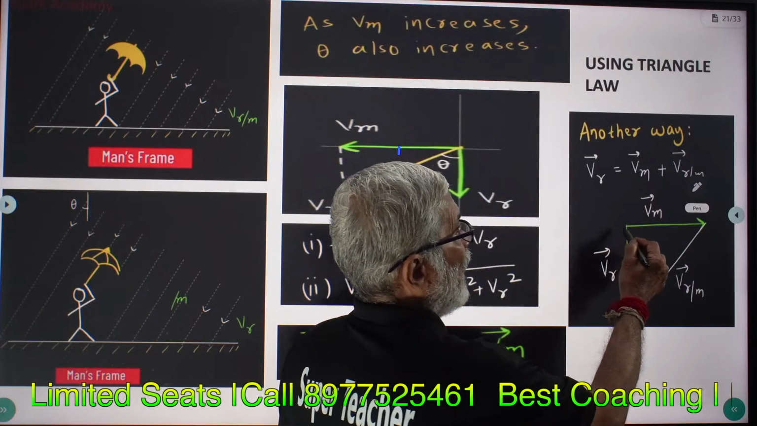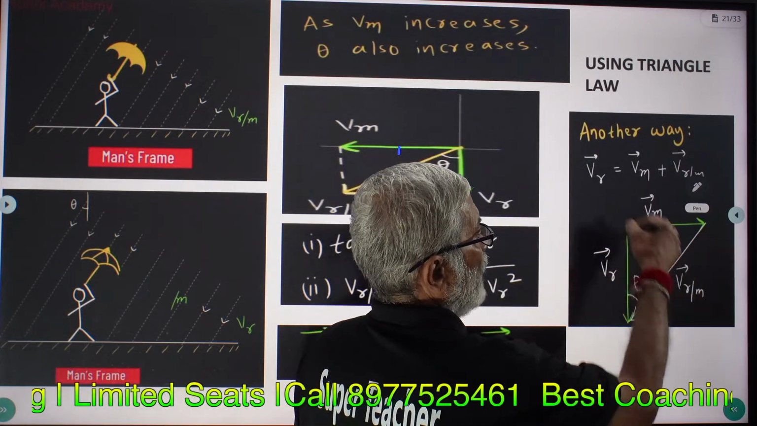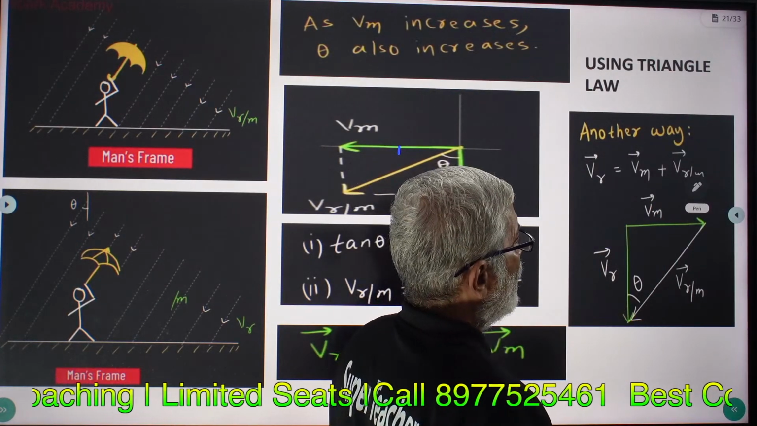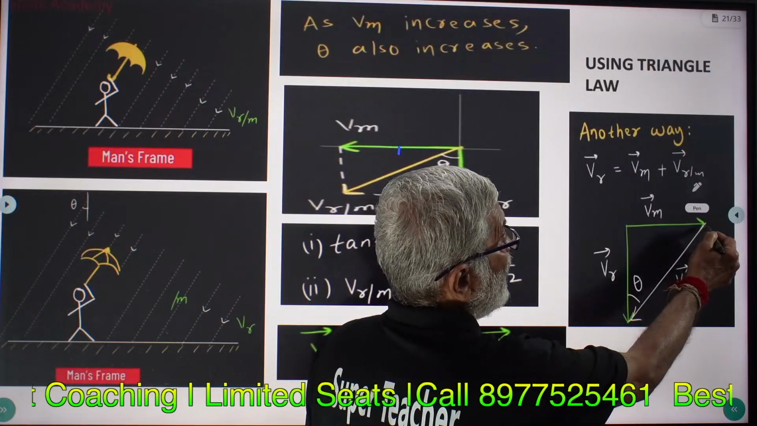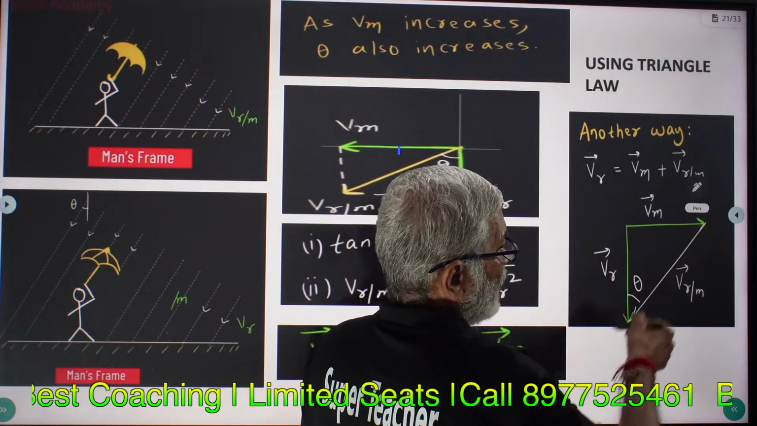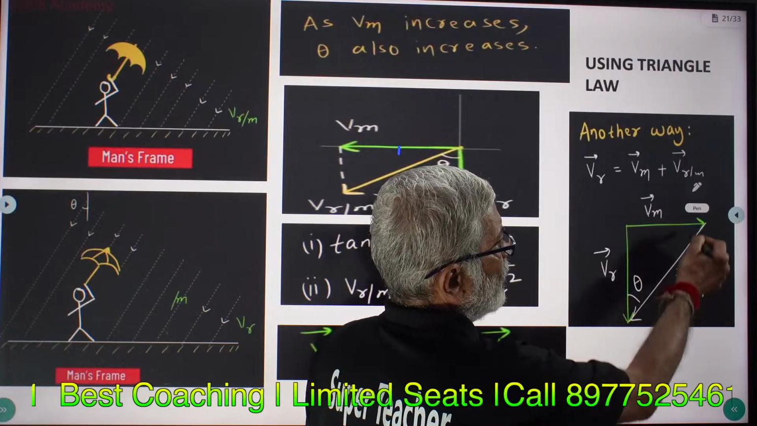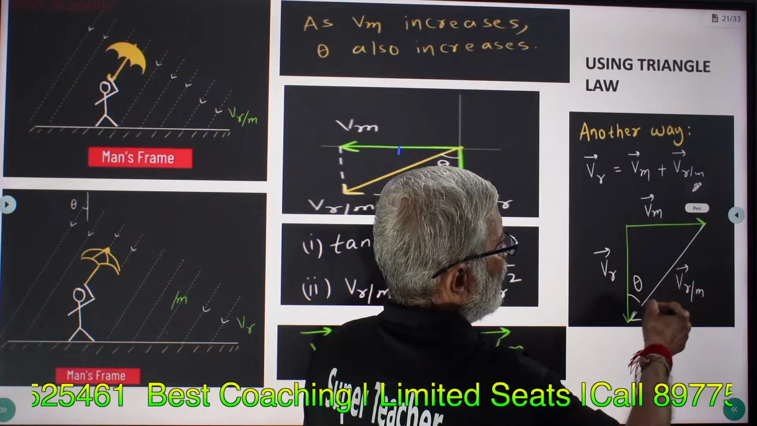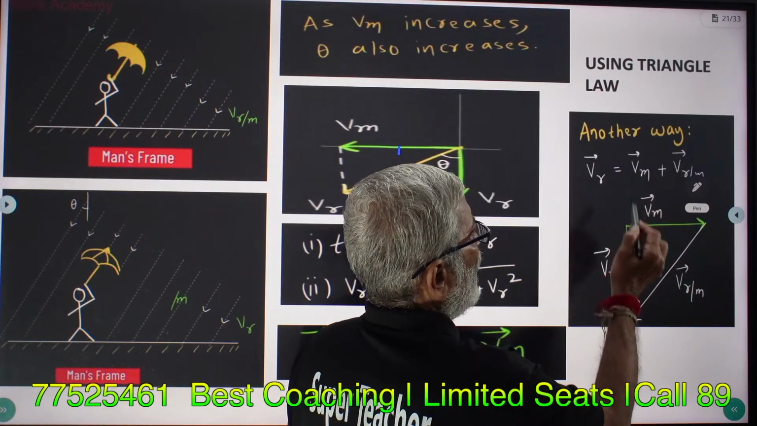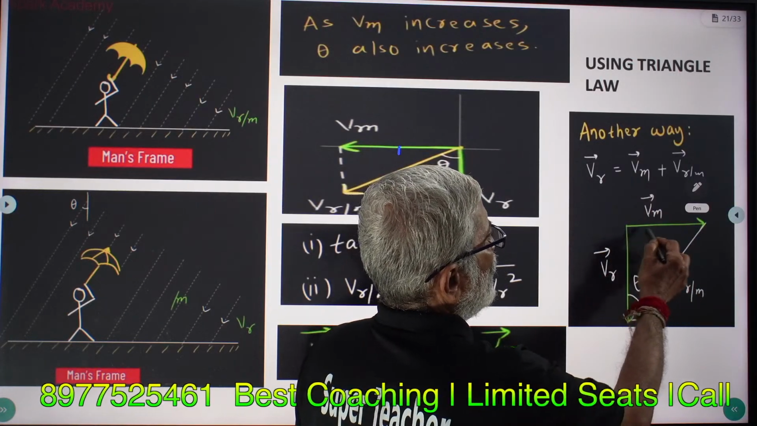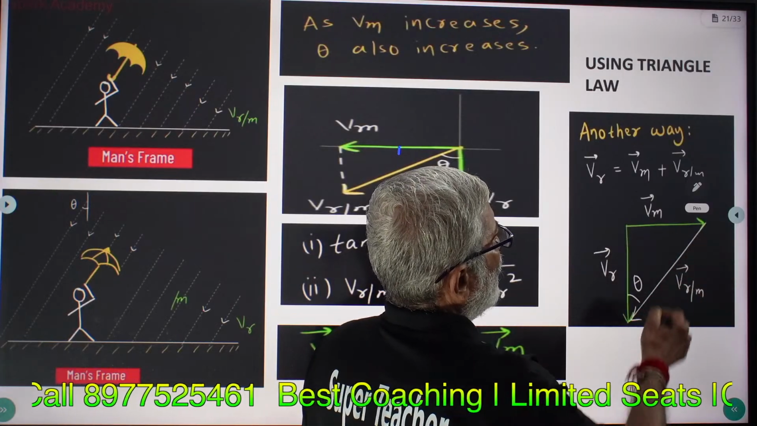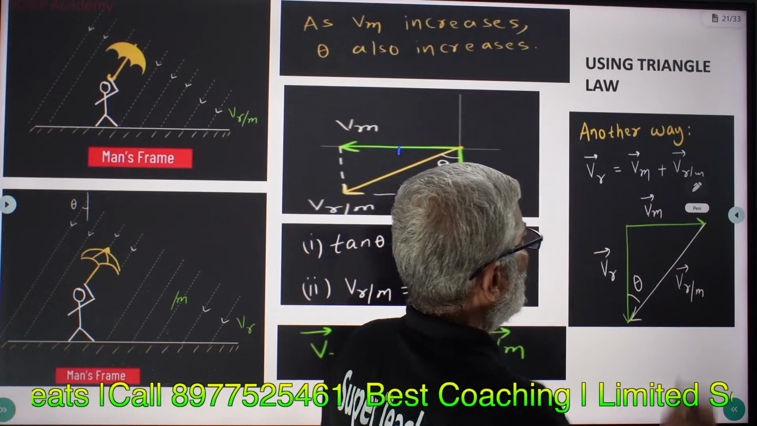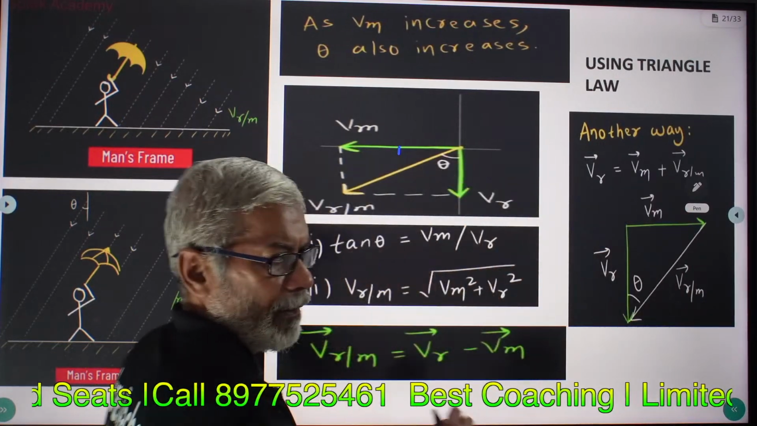This was the initial direction of the man, and this was the initial direction of the rain in the previous figure. But the rain is hitting the man like this. So this is the velocity of rain with respect to man. So you can also write in this fashion: velocity of rain is equal to velocity of the man plus velocity of rain with respect to man. Okay, this fashion also you can write.